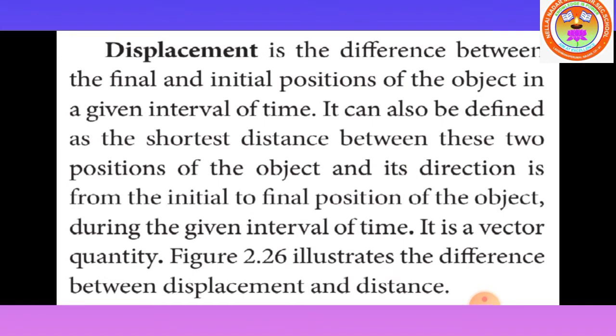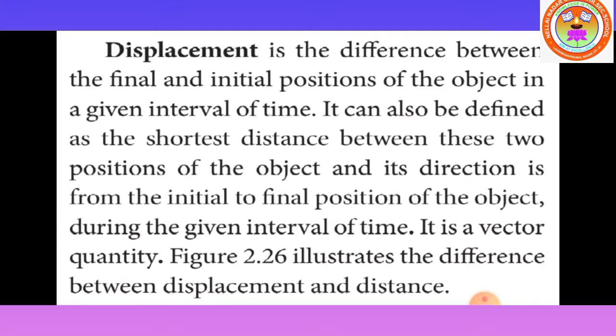Okay students, so next one is displacement. The displacement is the difference between the final and the initial position of the object in a given interval of time. It can also be defined as the shortest distance between these two positions of the object. Its direction is from the initial to final position of the object.